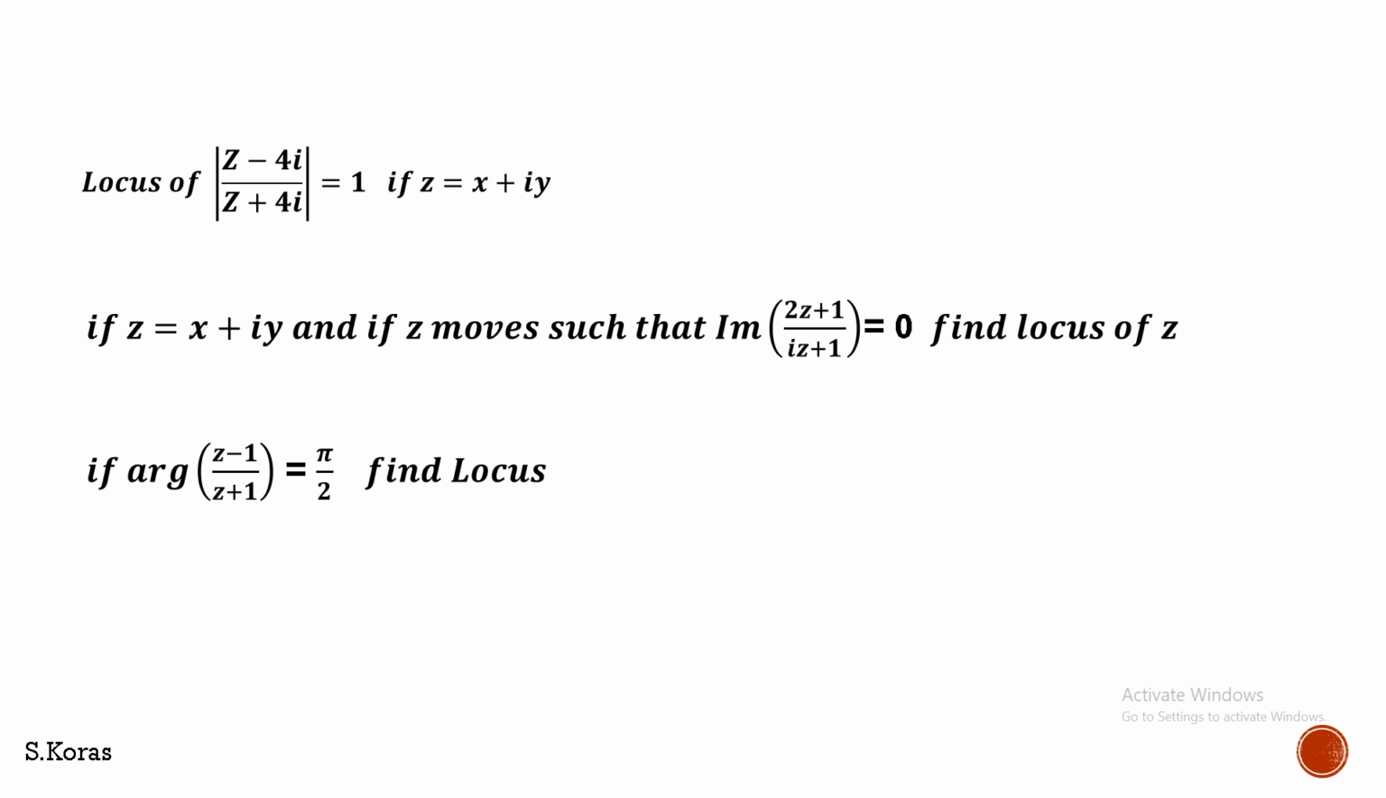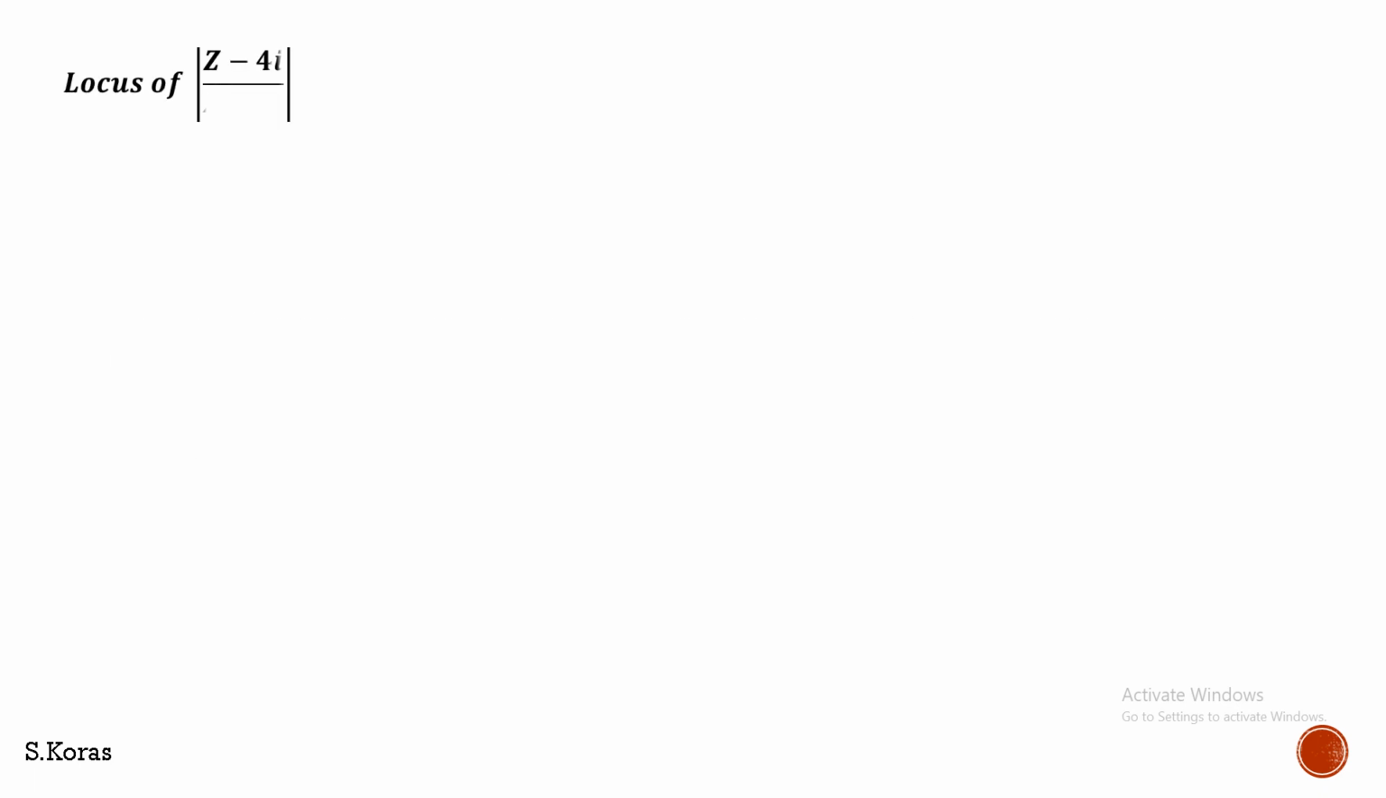So here we are coming across all the types of things in complex numbers, that is regarding modulus, then real part and imaginary part, and then argument, that is angle. Now let's see the first problem, that is, the locus of modulus of z minus 4i by z plus 4i is equal to 1. Here we have to find what the locus is.